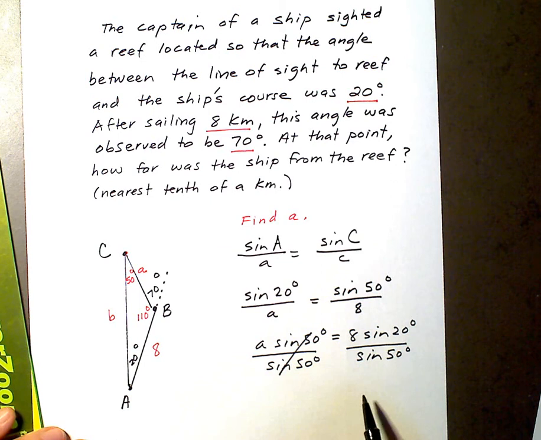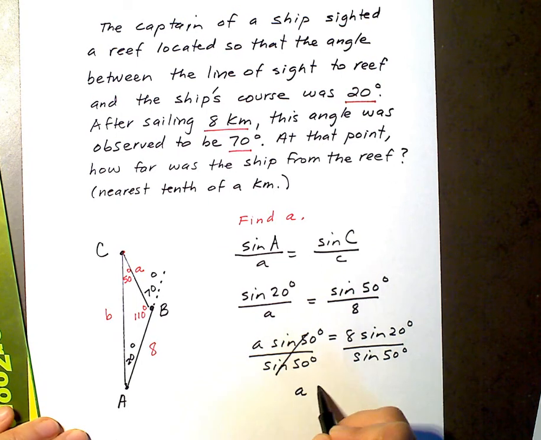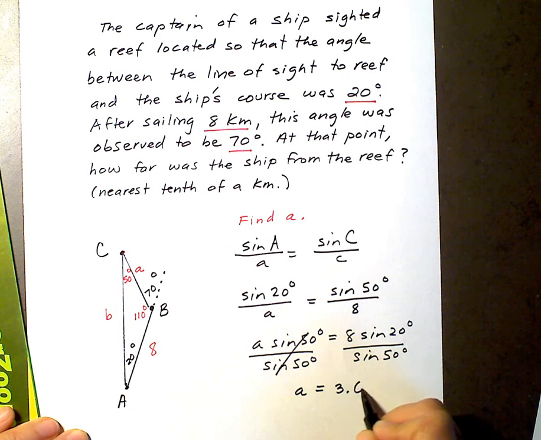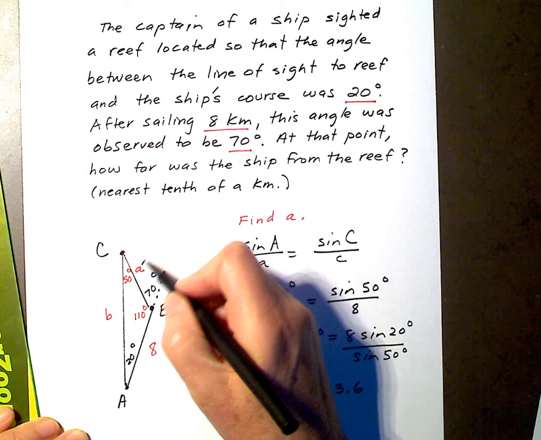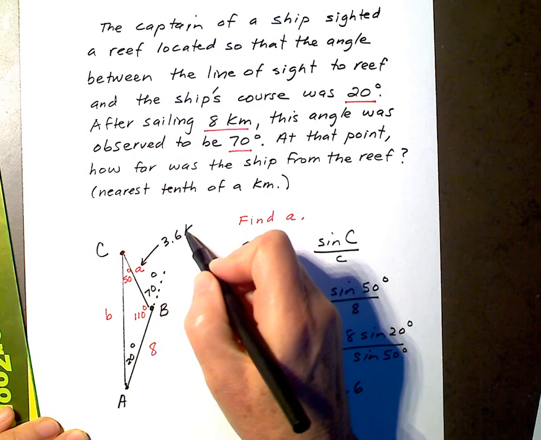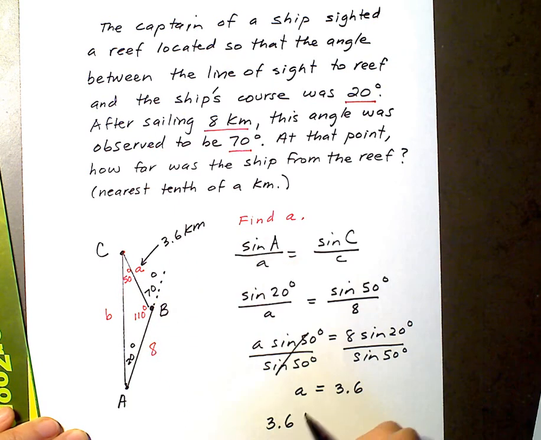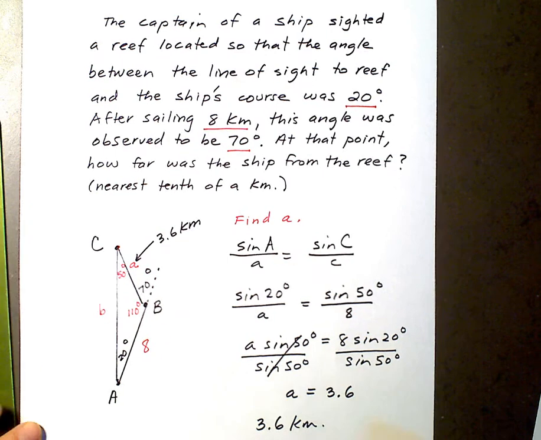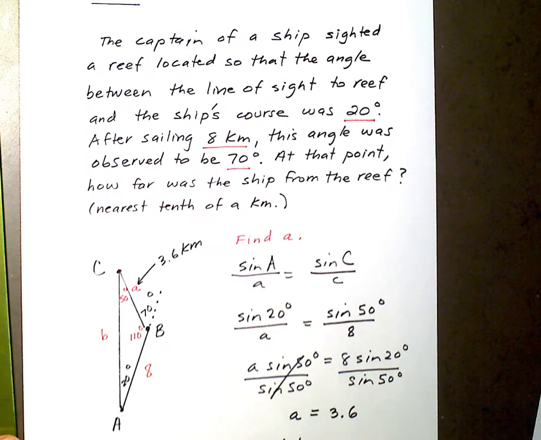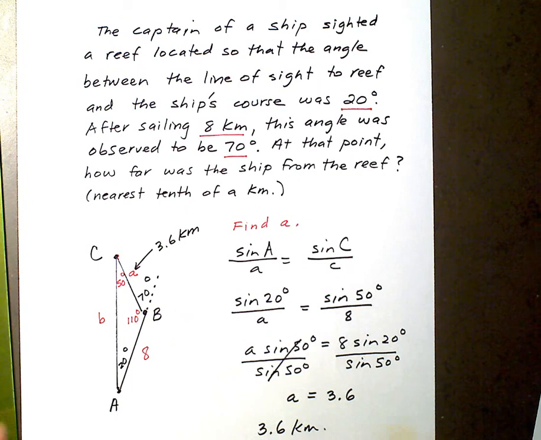And when I punch that into my calculator and I round to the nearest tenth of a kilometer, I will get 3.6. So the distance A right here is 3.6 kilometers. And that's it. So this is all about a lot of practice with drawing diagrams, and it takes careful and close reading and maybe some trial and error. Good luck.